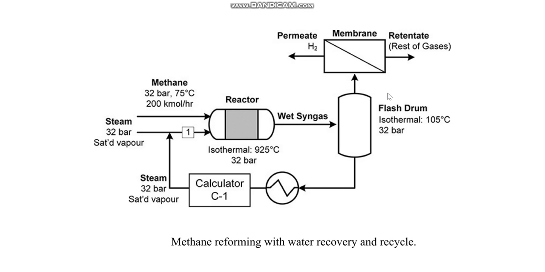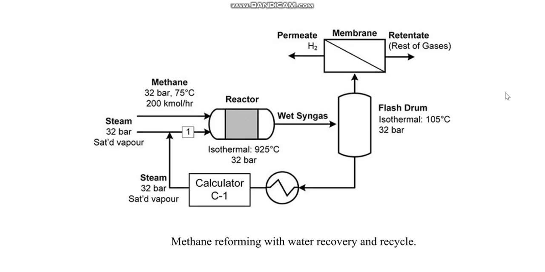So in part one, we simulated this system up to the flash drum. In today's tutorial, we are going to simulate this membrane, this hydrogen selective membrane. Unfortunately, there is no unit operation for a membrane, so we need to write our own equations in a calculator block, and those equations will be solved, and we will get our required results then.